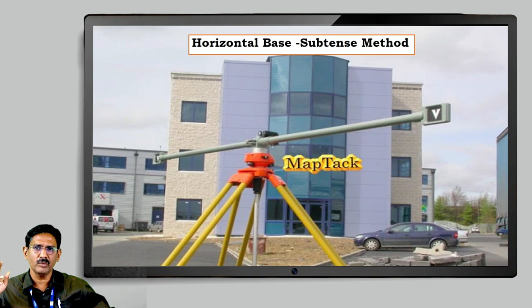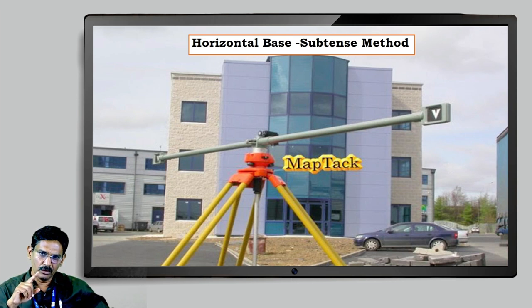So, the intercept will not be in the vertical plane, but in the horizontal plane, unlike the earlier one which we saw. But here also for observation, we will be using the theodolite, the ordinary theodolite, like in the tangential method. We will not be using the tachymeter or a stadia method, okay.